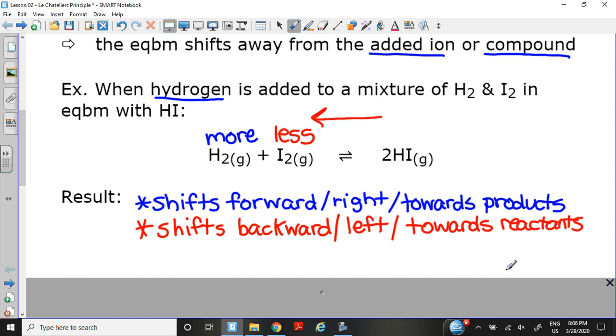Okay, let's try out one more now, and I'm going to let you try this one. So what if I took away some hydrogen iodide? What if we have less of this? Take a minute and think about which direction the equilibrium is going to shift.